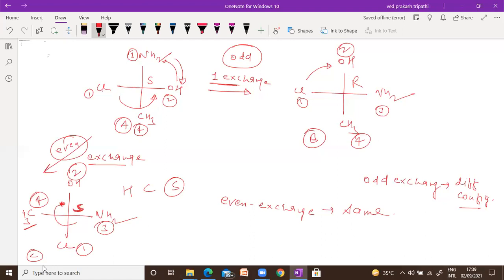Any doubt? Tell me, please. Any doubt about exchange? Yes, if A is R, then C will also be R. Because it is even exchange, your configuration will be the same. It will not change the configuration, while odd can change.